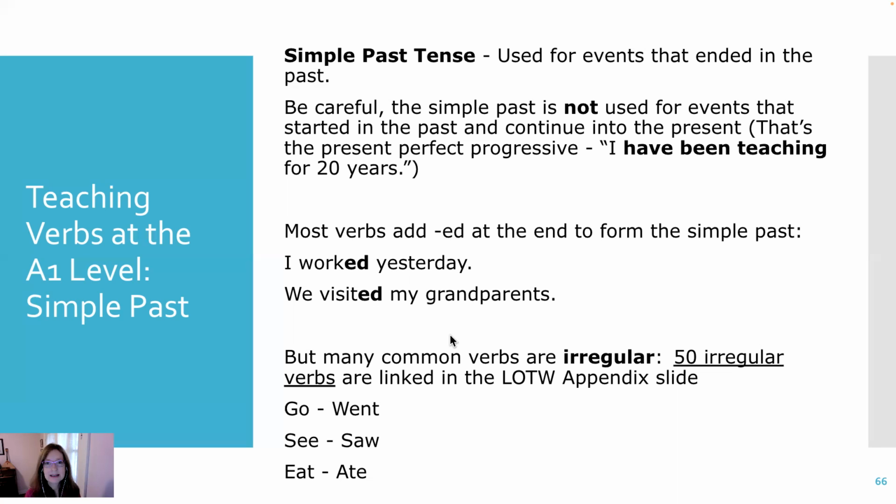And so you'll notice in the appendix slides of each Light of the World lesson, there is a link where you can see a list of the 50 most common irregular verbs. And we recommend that you have your students study those and start memorizing them as soon as possible. Here are some examples of the irregular verbs. So the word "go" changes to "went," "see" changes to "saw," "eat" changes to "ate." So you can see there are very different forms from the present and the past in those irregular verbs, and they need to be memorized.